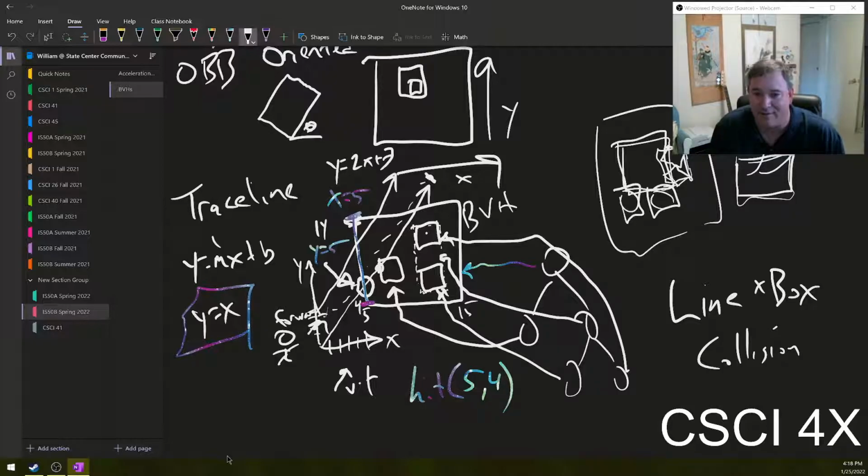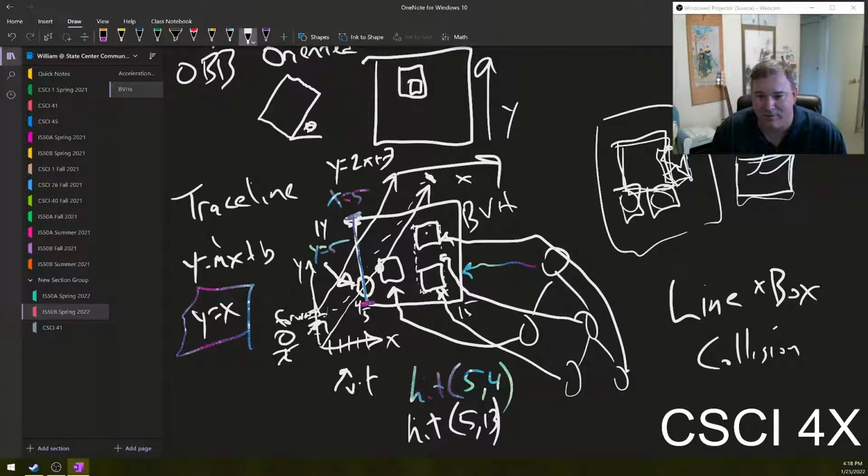Yes, at 5, 13, yes. So you plug in x equals 5, 5 times 2 is 10, 10 plus 3 is 13, and 13 is between 4 and 14, so that's a hit. So we got a hit at 5, 13. Good.